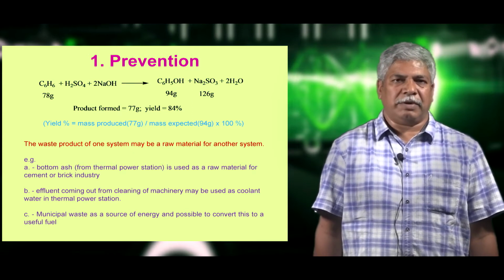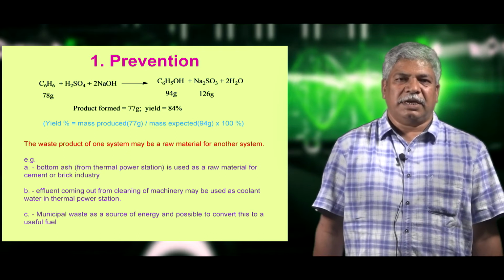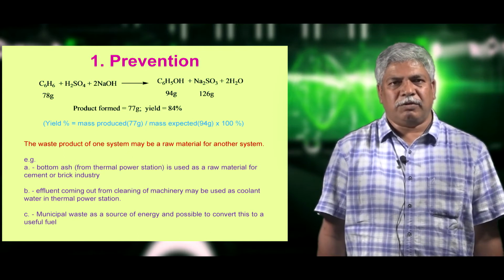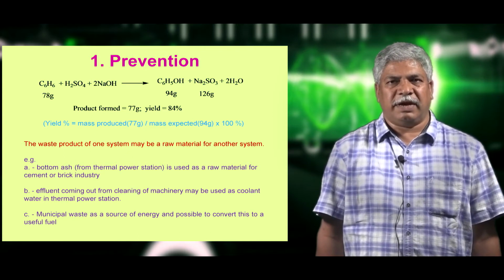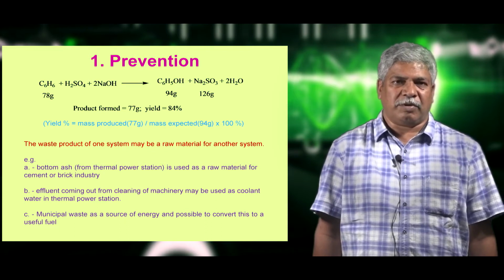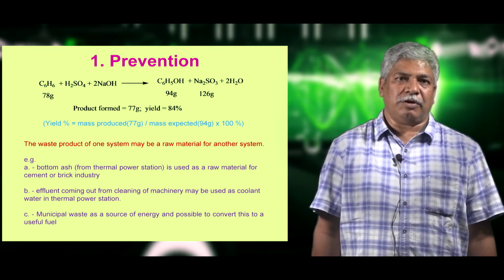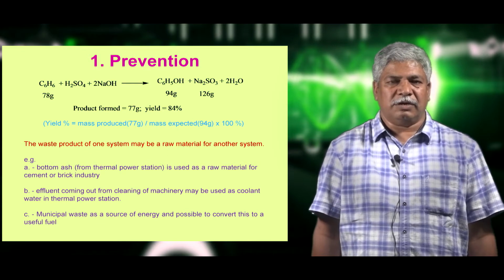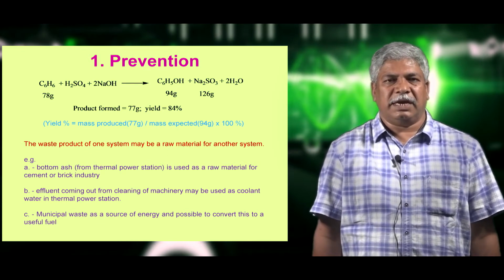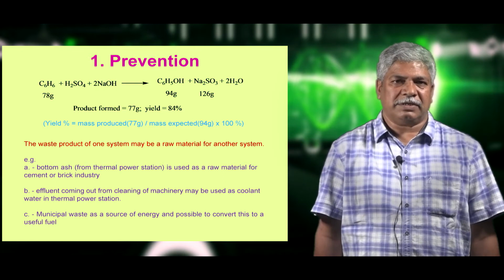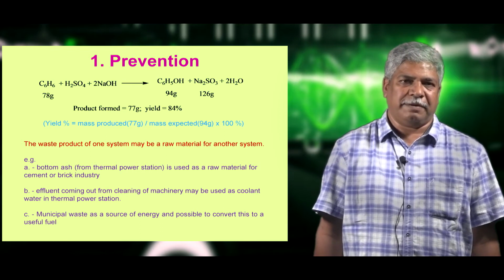But what we should look into is that in this process 126 grams of sodium sulfite is formed as another product. If we are able to use it as a byproduct in some other industries, it is well and good. Otherwise, 126 grams of sodium sulfite becomes a wastage. So we should take care of that.